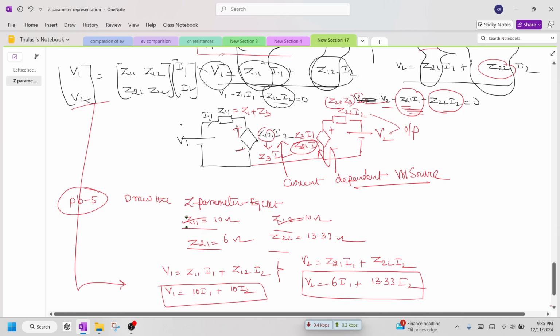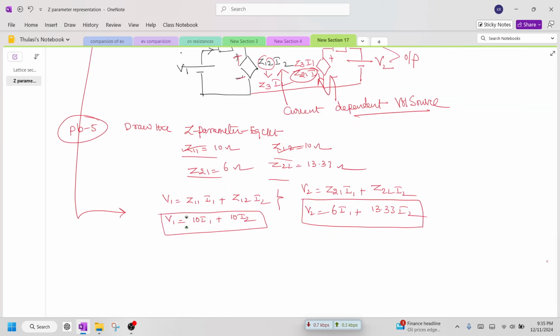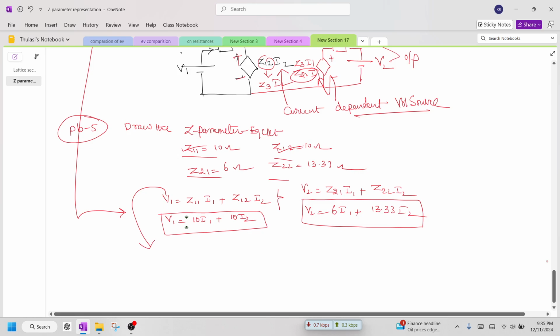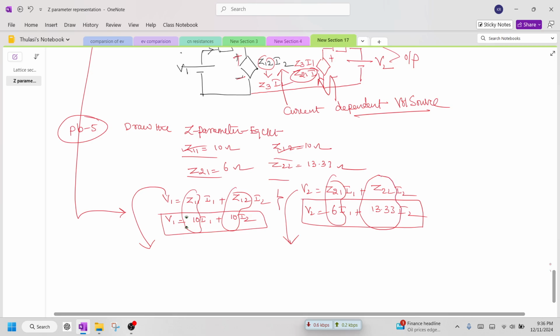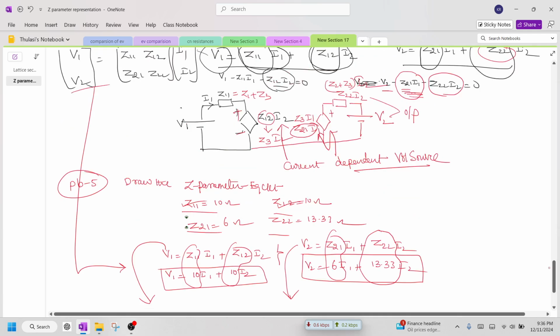Now for this we need to draw the equivalent circuit. Let's try to draw directly the equivalent circuit we are more familiar with. Just replace those values. These equations are very familiar to us. Now we'll replace Z11 as 10, Z12 as 10, Z21 as 6, and Z22 as 13.33. So this is the equivalent circuit we have already drawn.